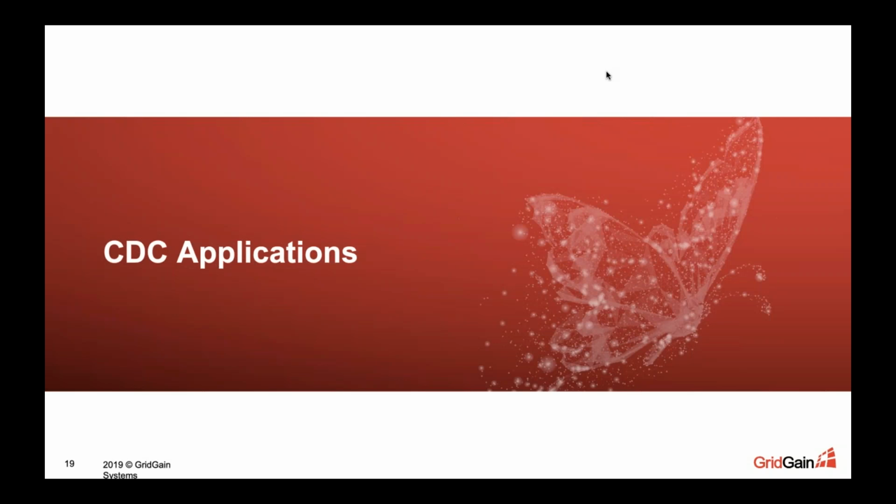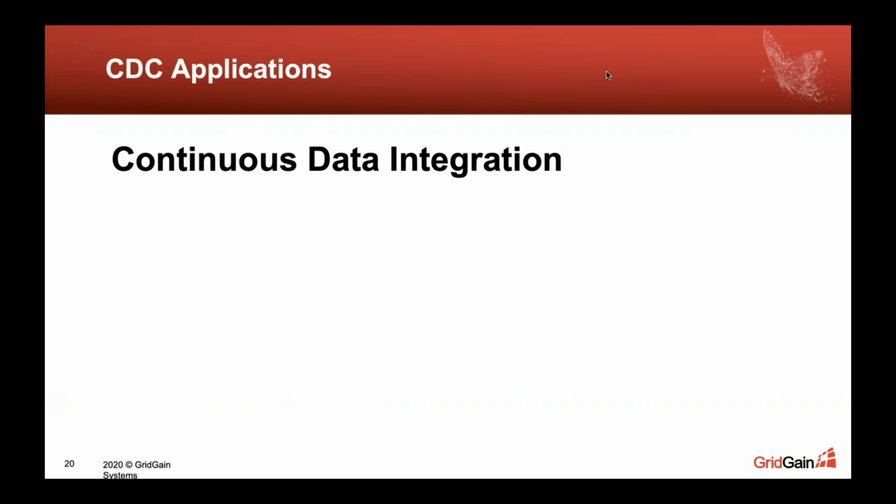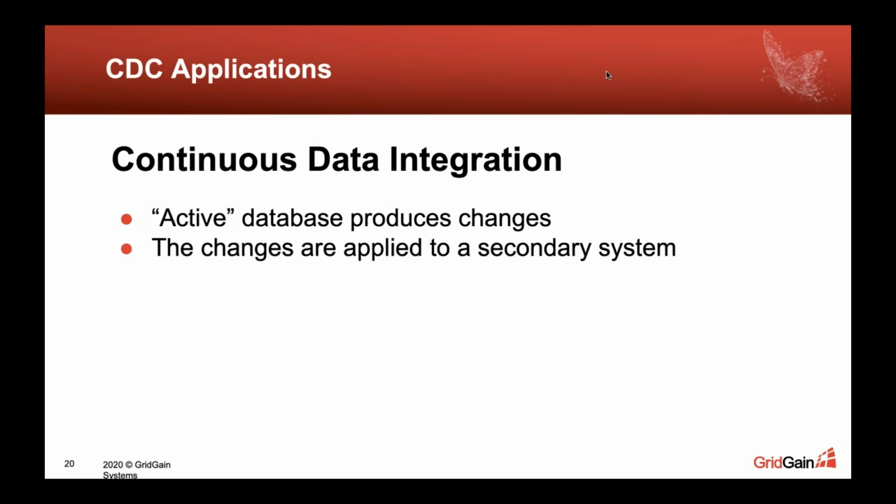Now let's switch to the more interesting part of this talk, the applications of change data capture. Now that we know how we capture the changes, let's see what we can do with this. The first approach is continuous data integration, and it may be thought of as active-passive replication. So you have an active database, or data storage, that produces changes, and the changes are applied to a secondary system.